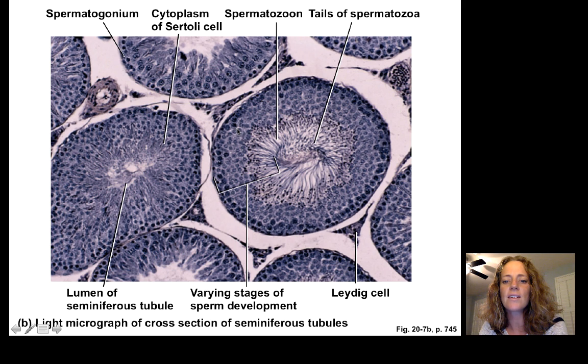And then as the cells move more and more towards the lumen, once they're in the lumen, these are all the little tails sticking out of the mature sperm that are going to enter the lumen and go out the reproductive tract.